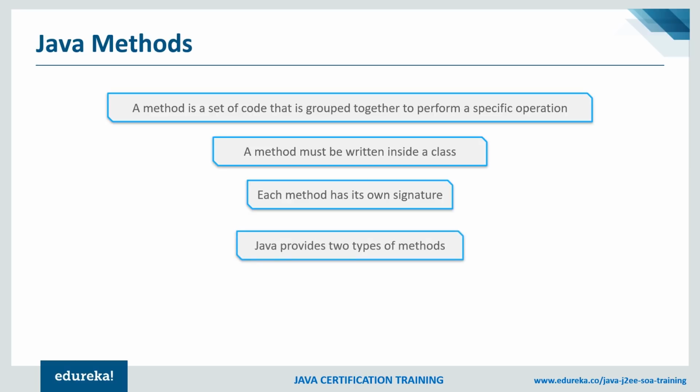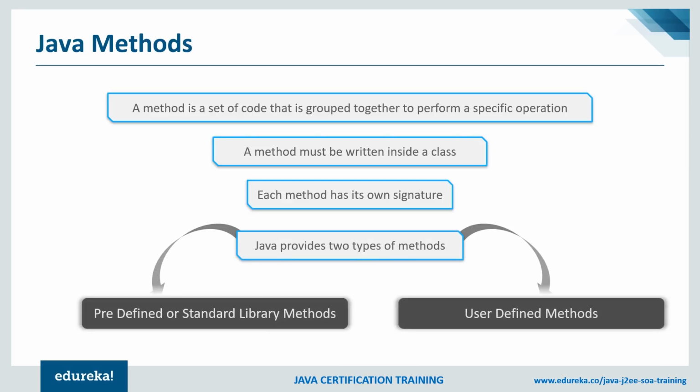So Java provides two types of methods, right? Predefined or standard library methods. These are the methods which we are going to use. For example, println. It will print a line on the console. It's a predefined method. Then we have user defined methods. For example, login user, register user, order products, right? All these methods we want to come up with ourselves, so we will define them the way we want. So that's like user defined methods.